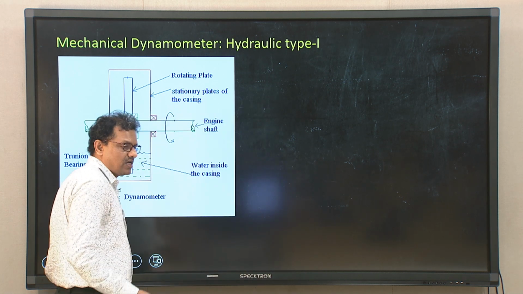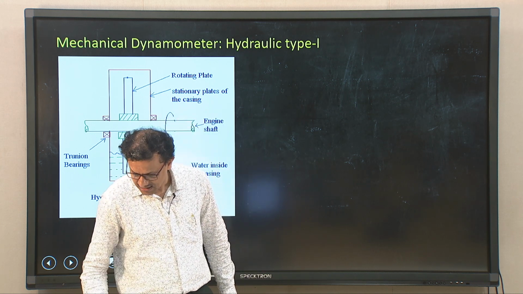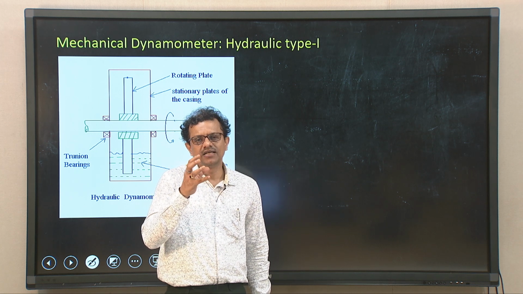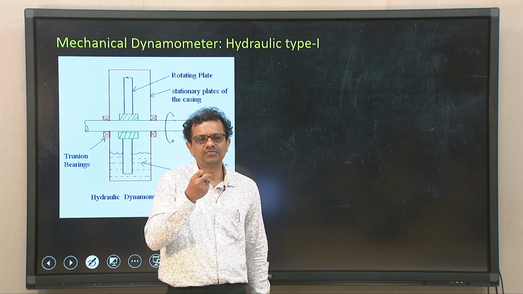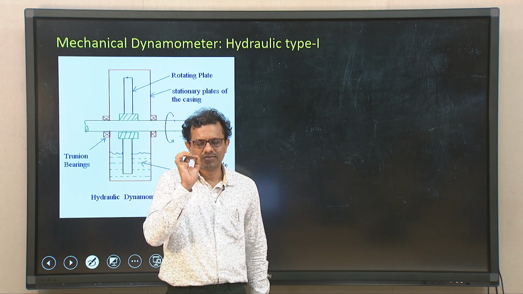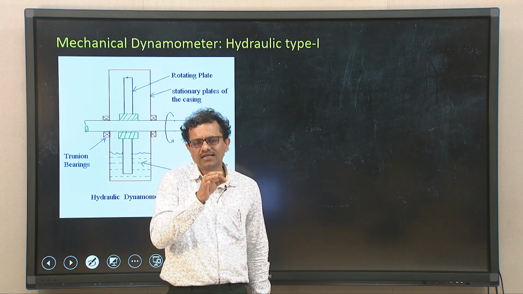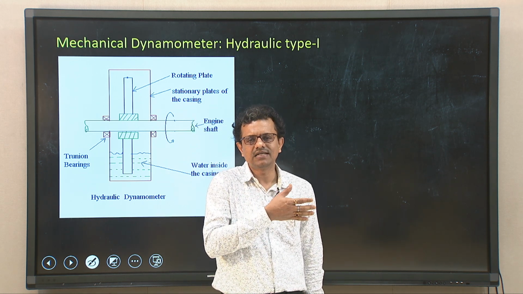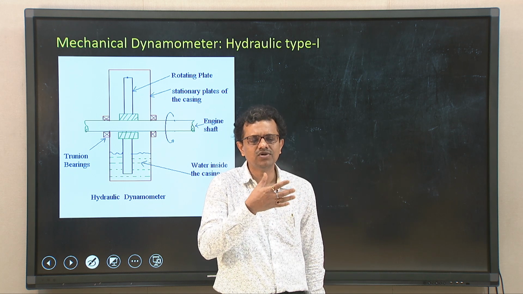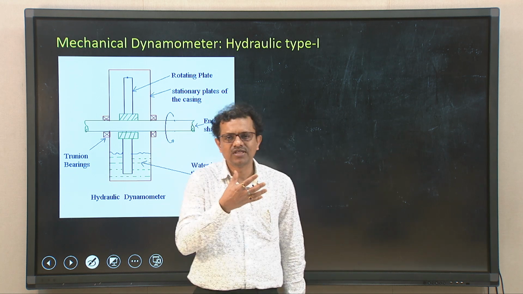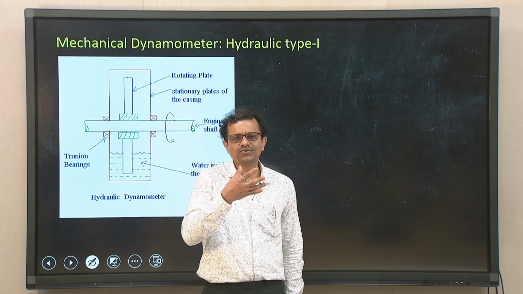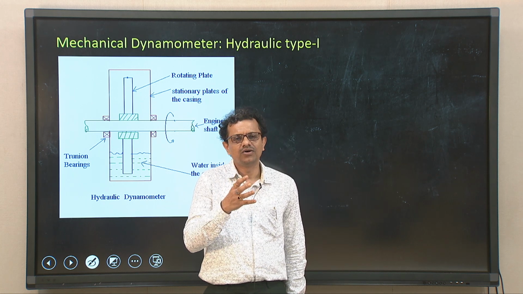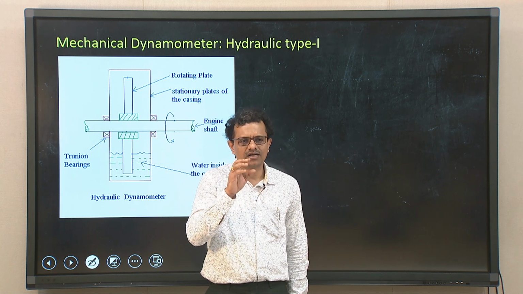So, what we saw in the context of the rope brake dynamometer is that energy is absorbed by the friction between the rope and the drum. Whenever any component is absorbing energy, in the earlier case we have seen that it is basically viscous friction. That frictional effect will give rise to heating. So, heat has to be dissipated, otherwise the life of the components like the rope and the material of the drum will reduce with time.